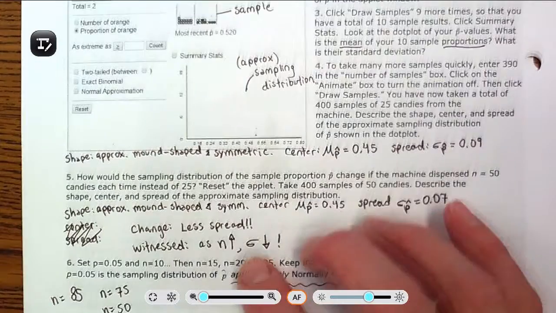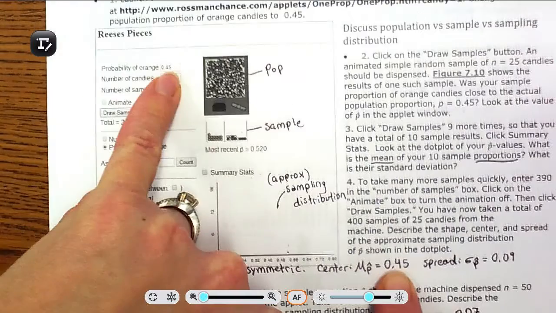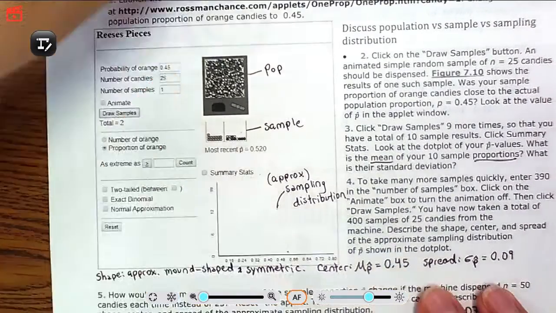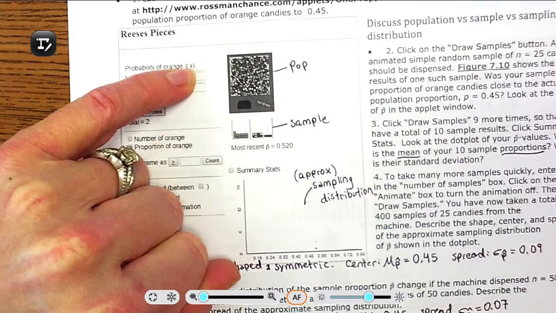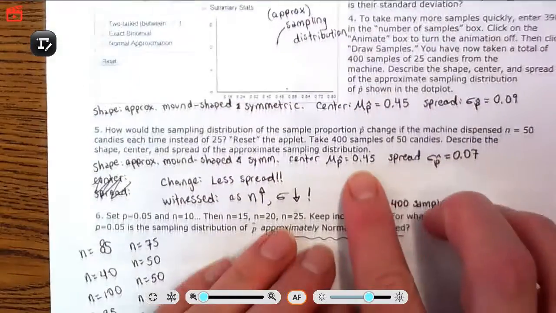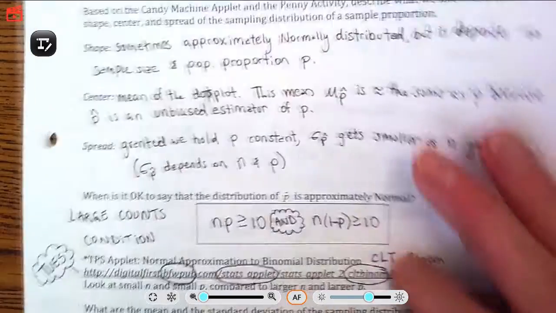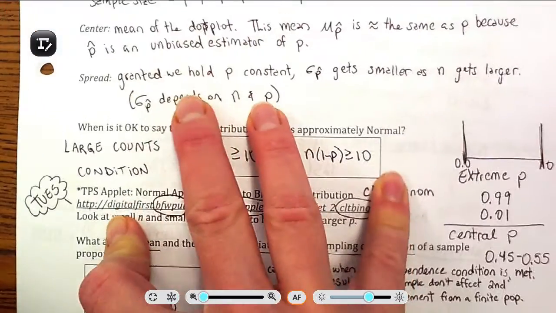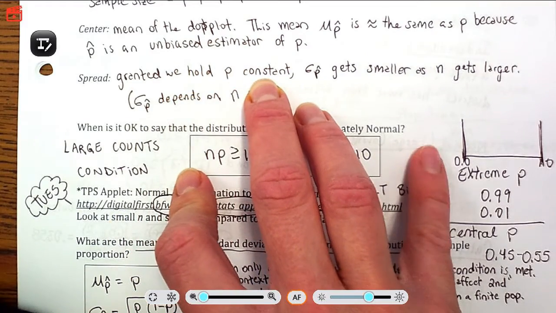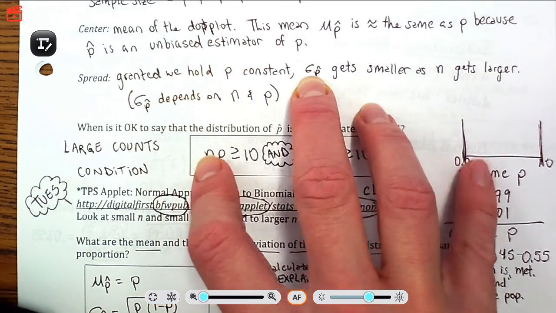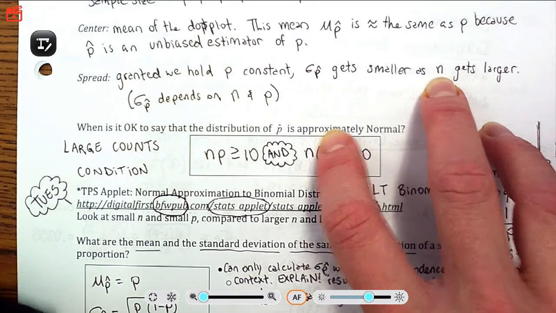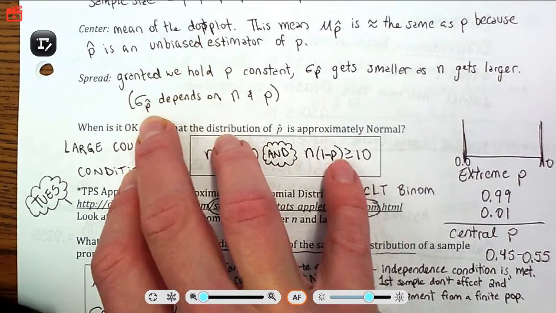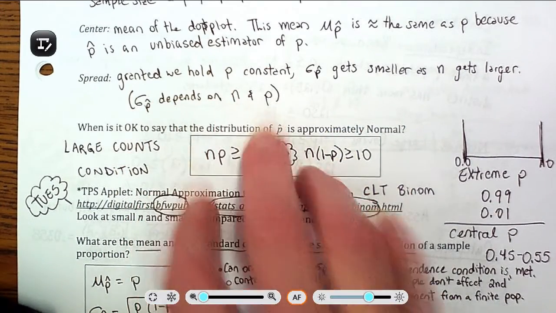So the mean of the sampling distribution, we discovered a lot, seemed to be equal to the true proportion of orange M&Ms or orange Reese's Pieces in the candy machine. Okay, spread. Granted, we hold p the same for all the samples. Sigma p hat gets smaller as n gets larger. So sigma p hat depends on n and p.